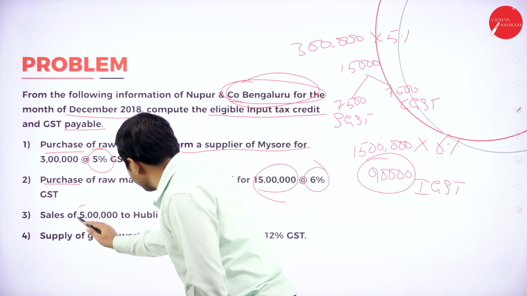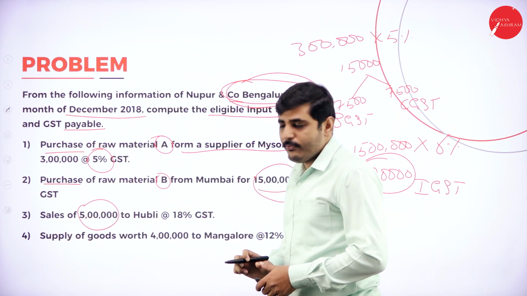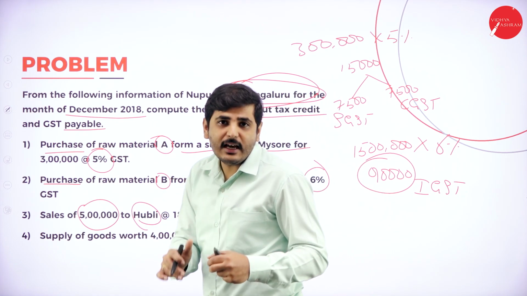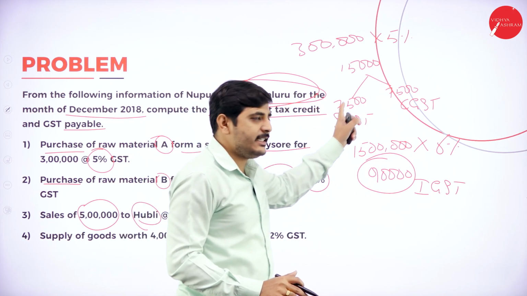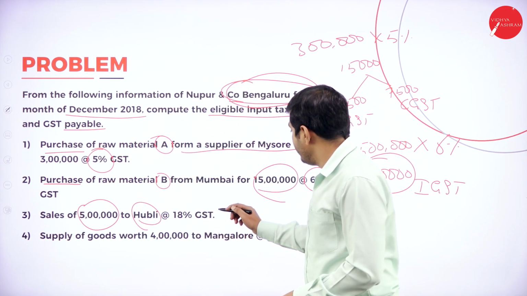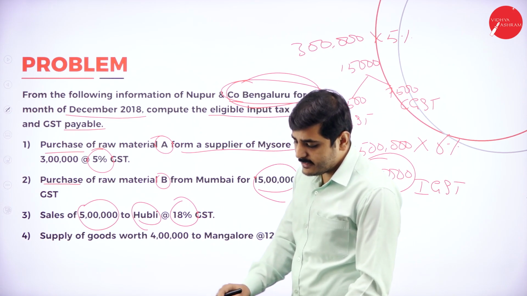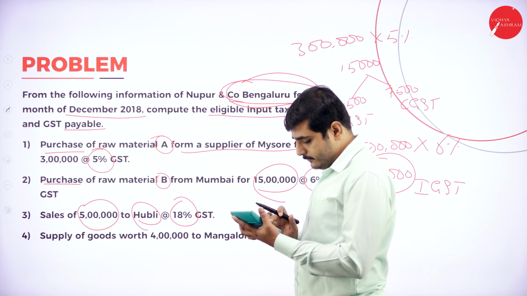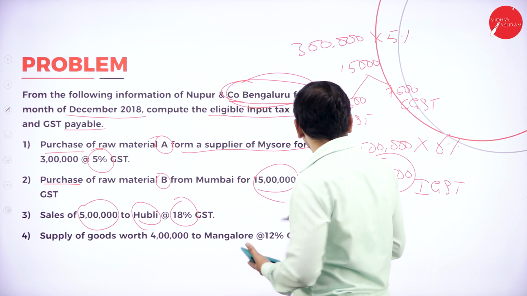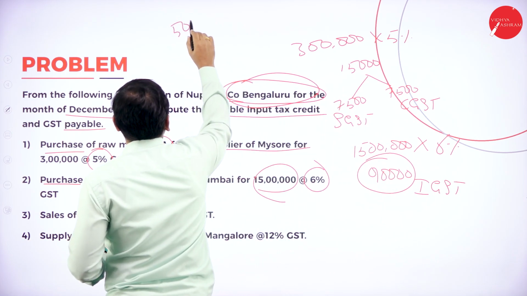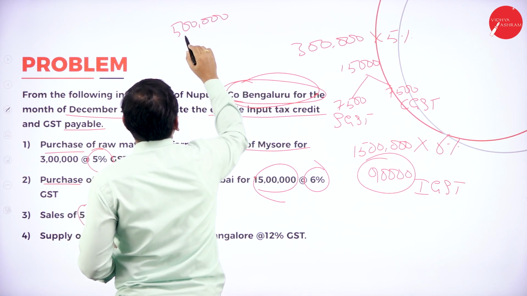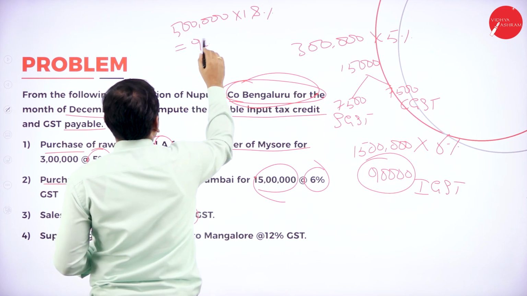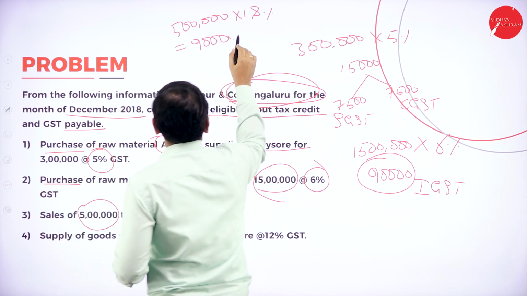So sale of 5 lakh rupees worth of goods to Hubli. Where is Hubli? Hubli is within Karnataka. Then it comes under CGST and SGST. Whatever tax we are paying, 18% tax. Let's calculate 5 lakh into 18%. So it is 90,000. How much tax do we have to pay? 90,000 we have to pay as tax.